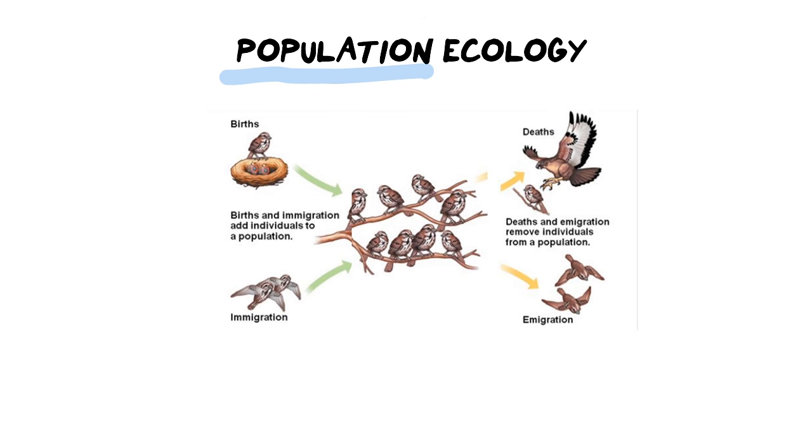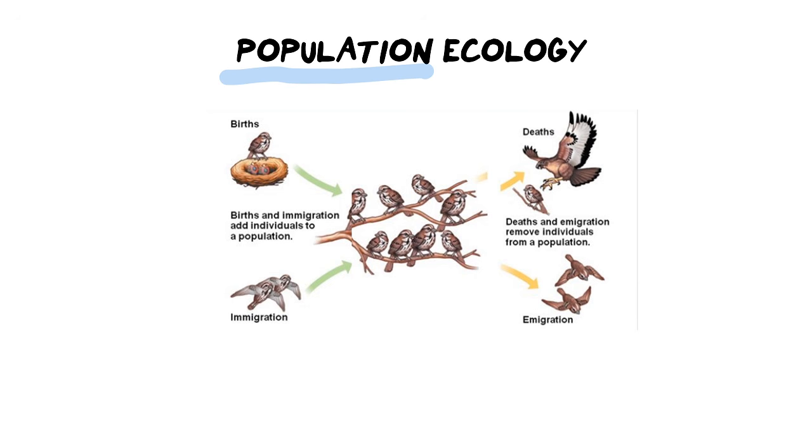Now, when we look at population ecology, we specifically focus in on the things that affect their numbers. So what is making the population bigger? What is making the population smaller? And there are four key components that you need to know and understand how they affect the population. Starting off with this picture here, we have a little group of small birds. Let's say they are a group of sparrows, and we need to see what affects their population.